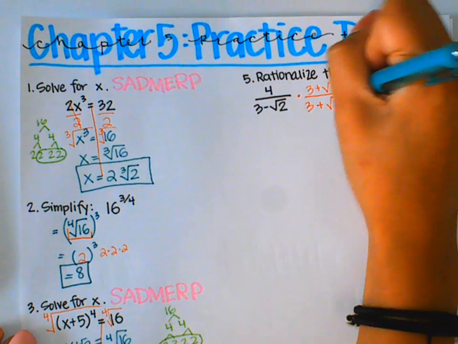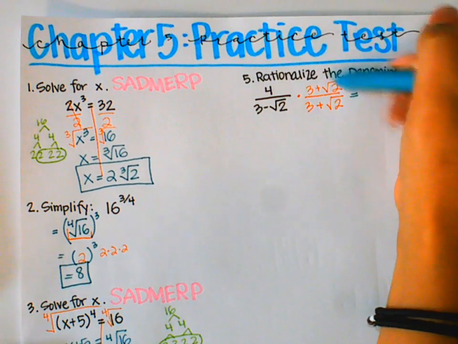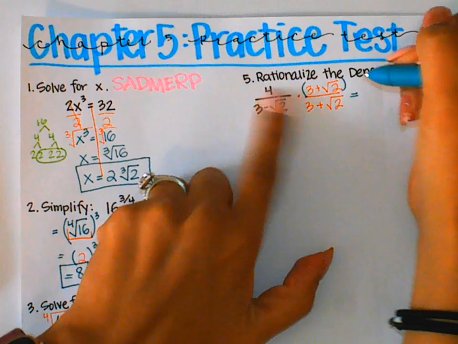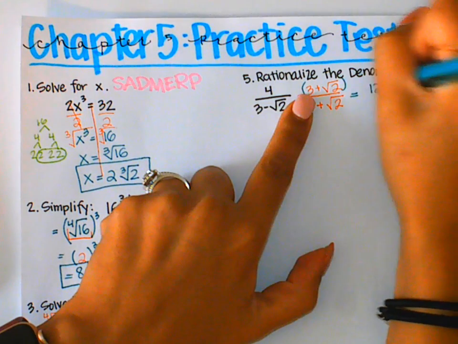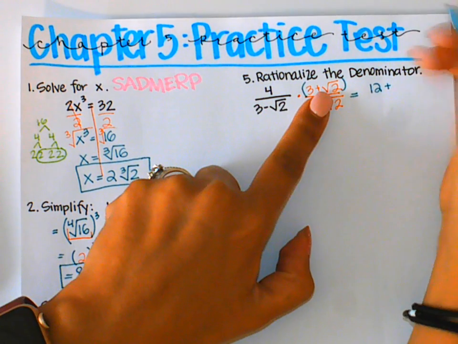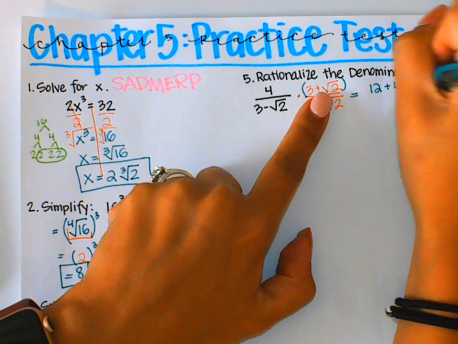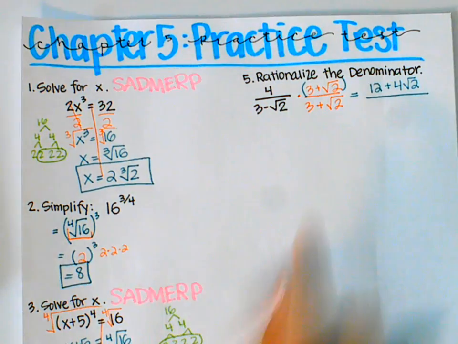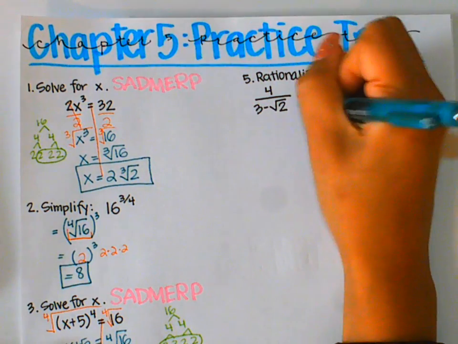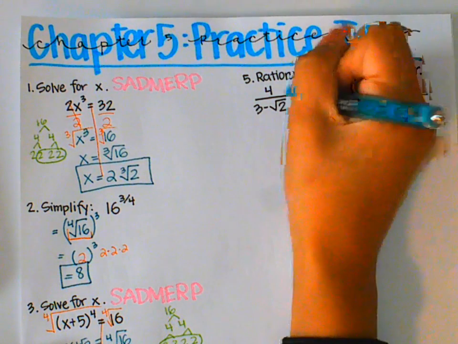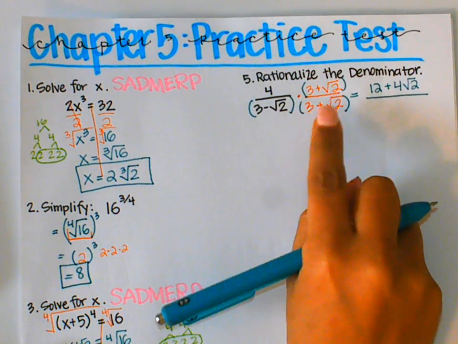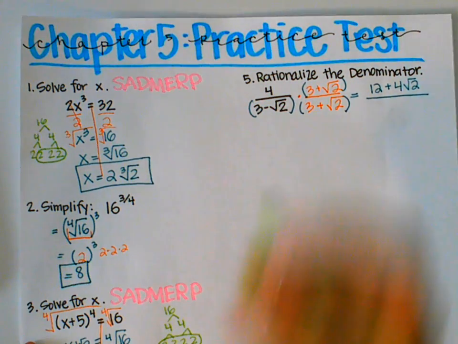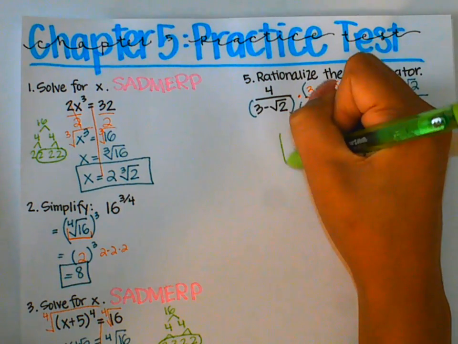The numerator is fairly easy to do. We're just going to distribute it to each one. So 4 times 3 gives me 12, plus 4 times radical 2 is that. So our numerator is done. Now we just have to multiply our denominators. So we are looking at 3 minus radical 2 times 3 plus radical 2. When we did this in class, I used an area model, which is what I'm going to use again.